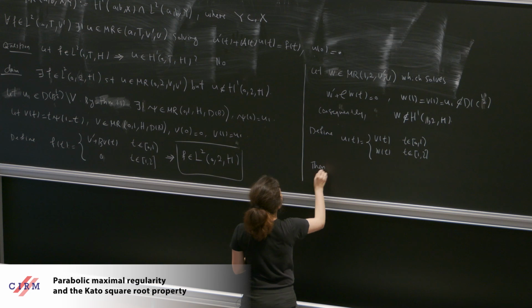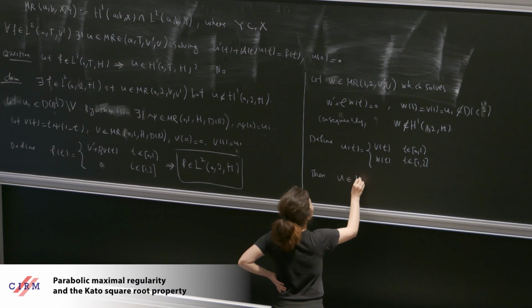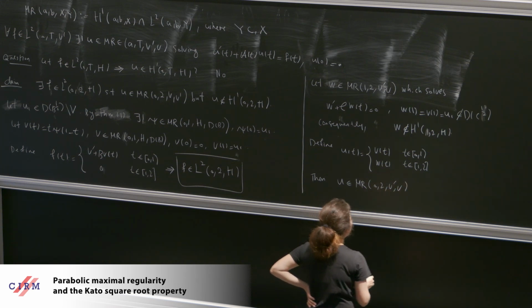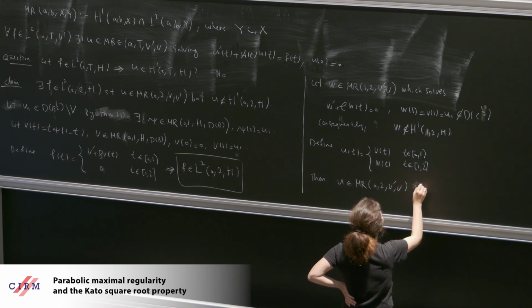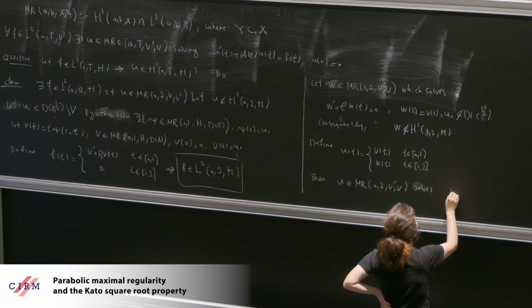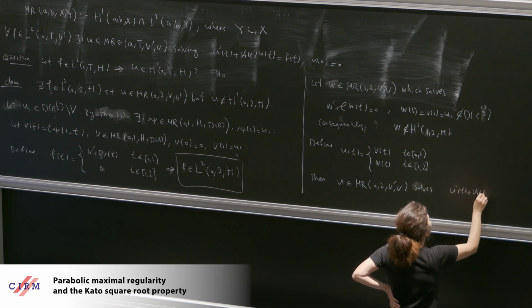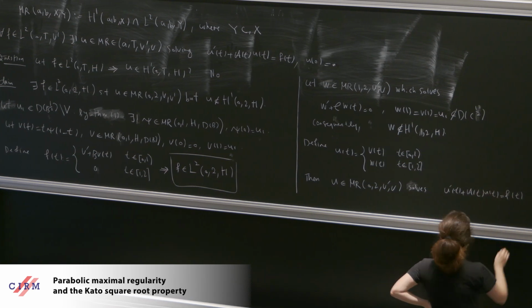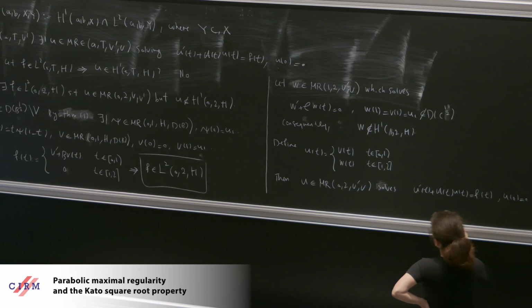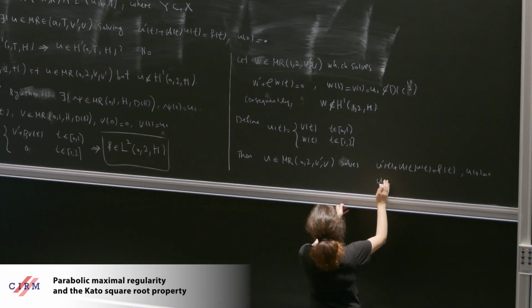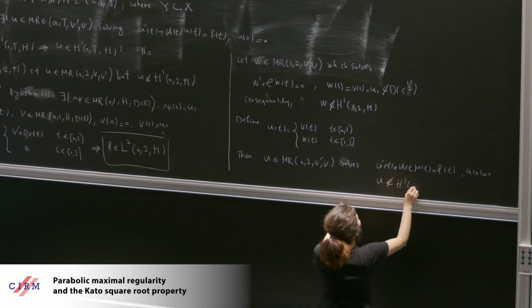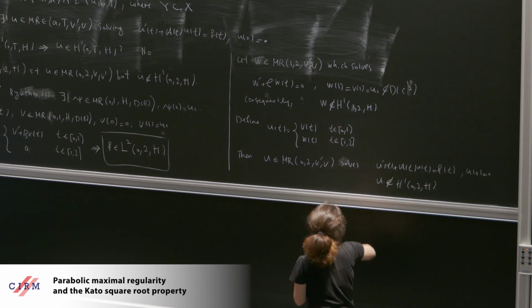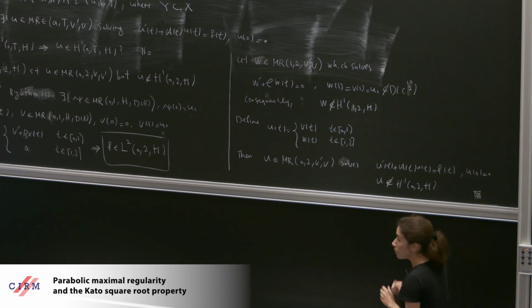Then it follows that U indeed has maximal regularity on the whole interval in V prime, and solves the Cauchy problem that I started with initial condition 0. However, U is not in H1 of the whole interval in H. Why? Because W is not. And this finishes the proof.